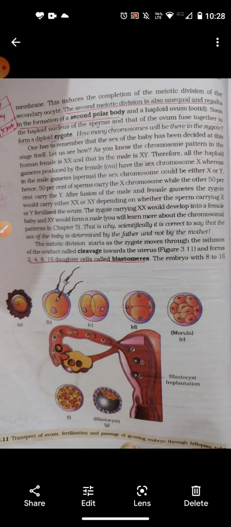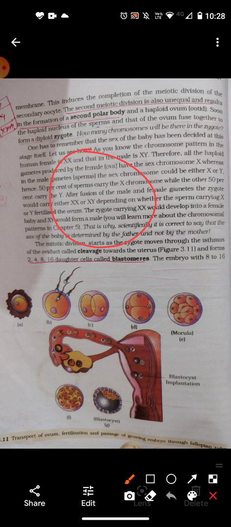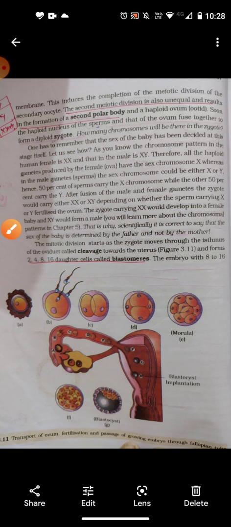So, first thing, what happened? There is a zygote, which is divided into 2 celled, then 4 celled, then 16 celled. Then a bunch of cells, which is said to be the morula, looks like a small mulberry.